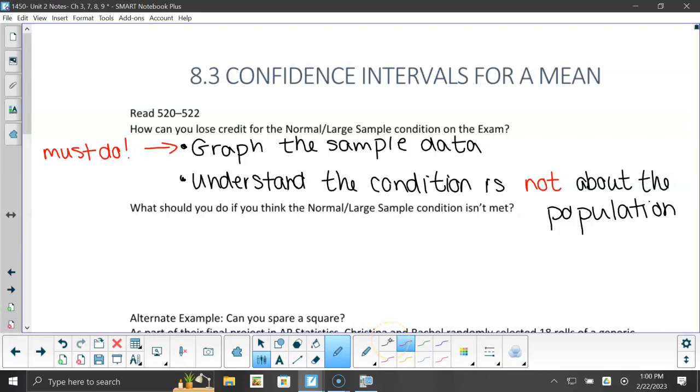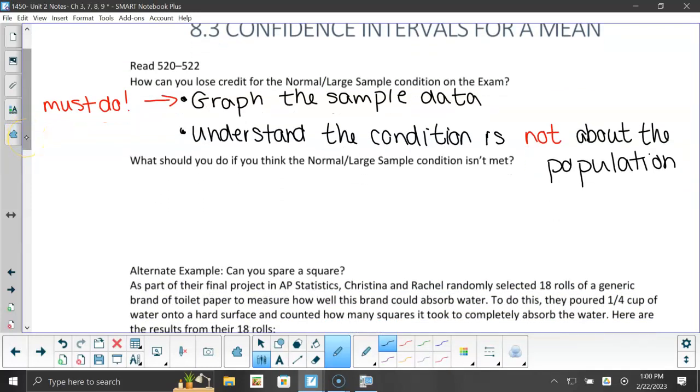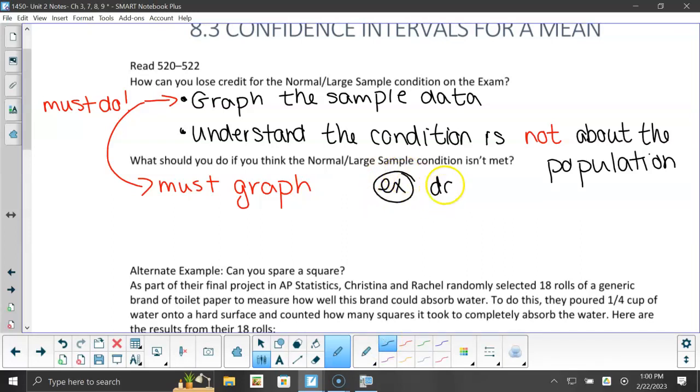Luckily, when you have the data, you can put it all in lists and do it that way. So, when it comes to the large/normal sample, if that condition's not met, this is where you need to actually graph it. There are a couple of different options for how you can graph it. One of them is a dot plot. Another one is box and whisker. Dot plot. Remember how to spell whisker for a second.